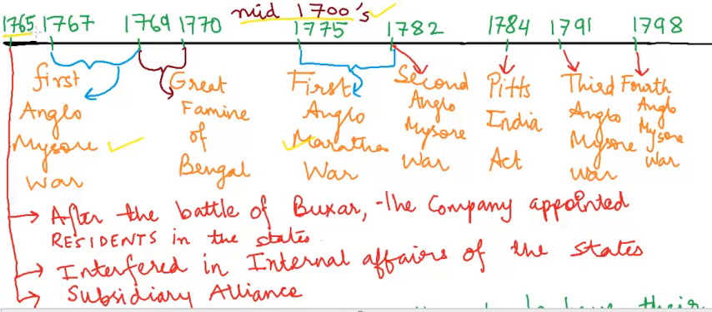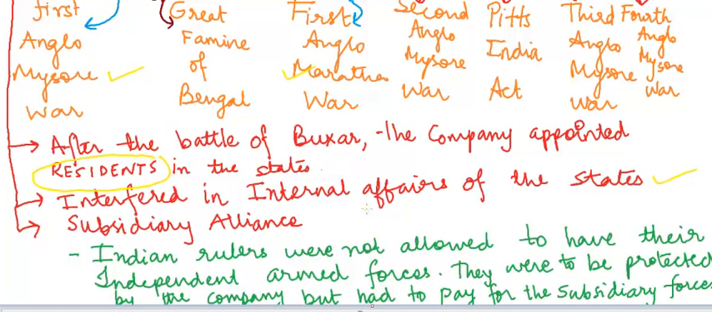So by the mid of 1700s, after the Battle of Buxar was fought, the company appointed residents in the states. Through these residents, the company officials interfered in the internal affairs of the states. They tried to decide who was going to be the successor to the throne and who would be appointed to the administrative posts. The company then came up with the idea of subsidiary alliance.